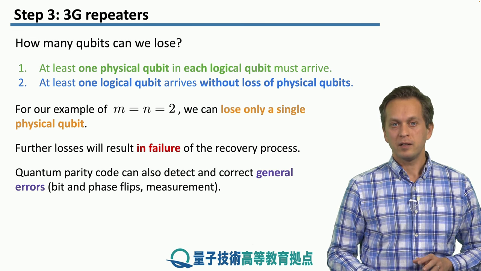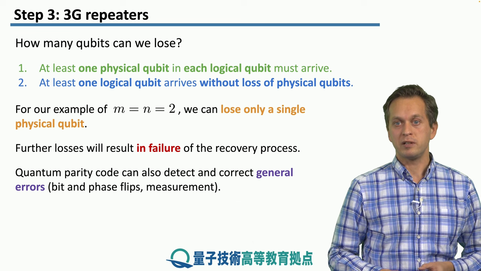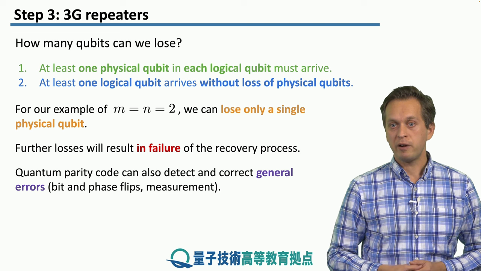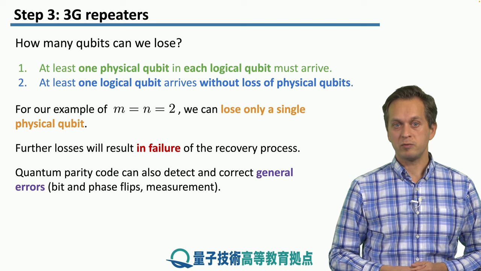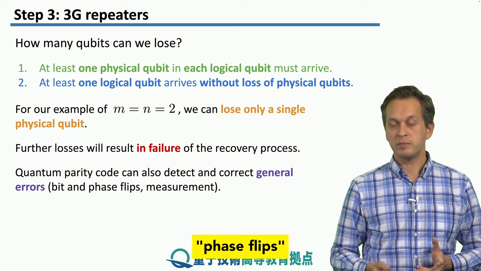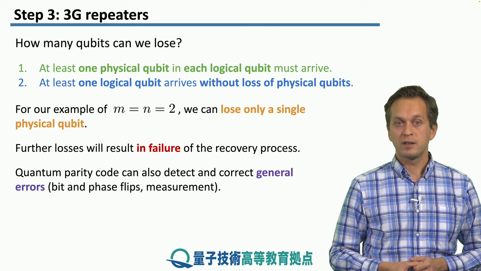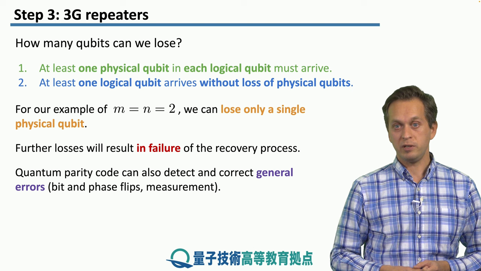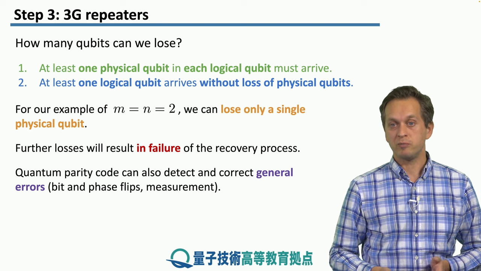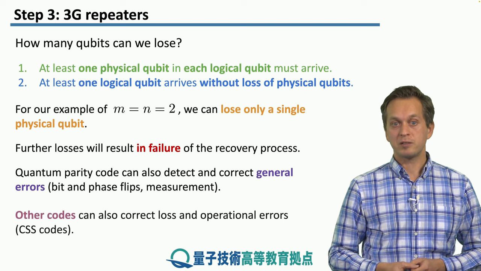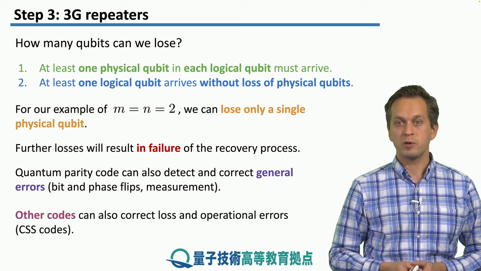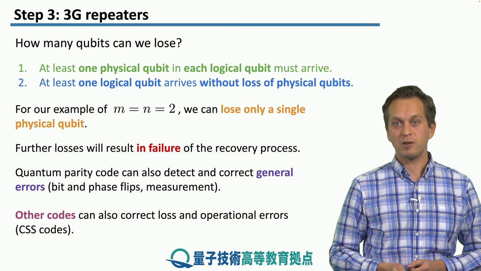Now, we only talked about loss errors and how to handle loss errors. We haven't talked about operational errors. But the quantum parity codes can handle some operational errors as well, for example, bit flips, phase flips, and measurement errors. But quantum parity codes are not the only codes that can be used for 3G repeaters. Again, our old friend, which we have mentioned multiple times, the CSS code works as well. So this concludes our basic description of 3G repeaters, and also this lesson.